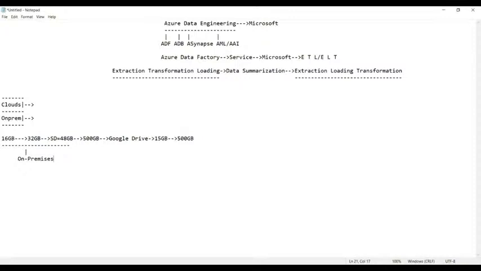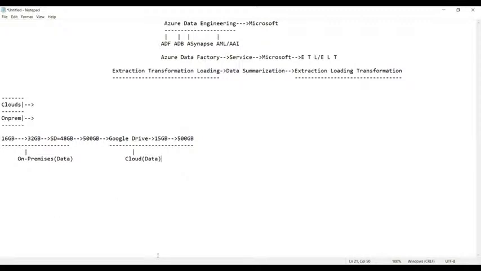This is called what? On-premises data. Whatever data we have, we store it in Google Drive. This kind of storage is called what? Cloud storage. Cloud data, the data stored in the cloud.